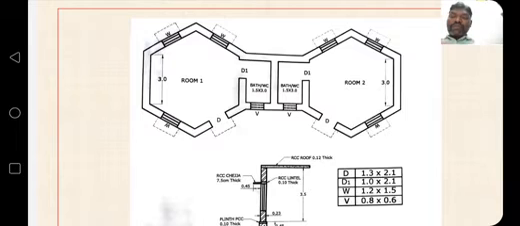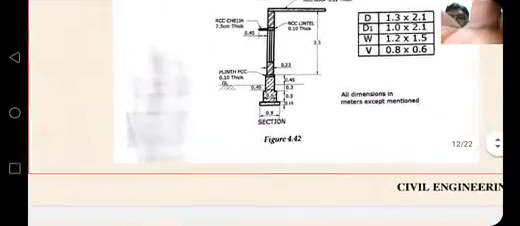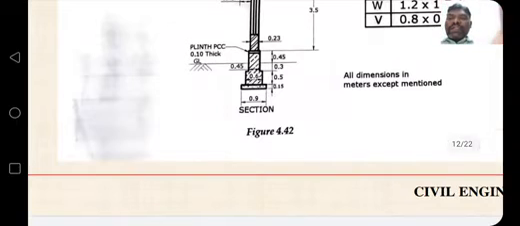Room 1 and room 2 is a hexagonal room with attached bath and WC. And this is the foundation for walls, 0.9 meter width and depth is 1.05 meter. And the first step is 0.3 and 0.5 meter depth, 0.45 the width, and 0.6 meter the second step width. Total thickness of the bed concrete is 0.15 meter.